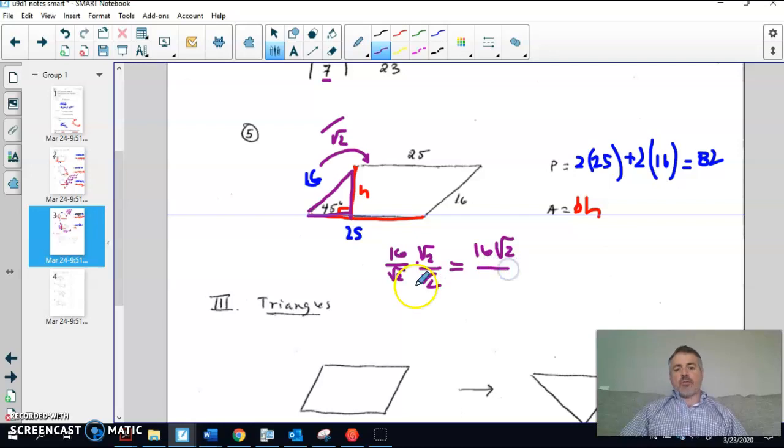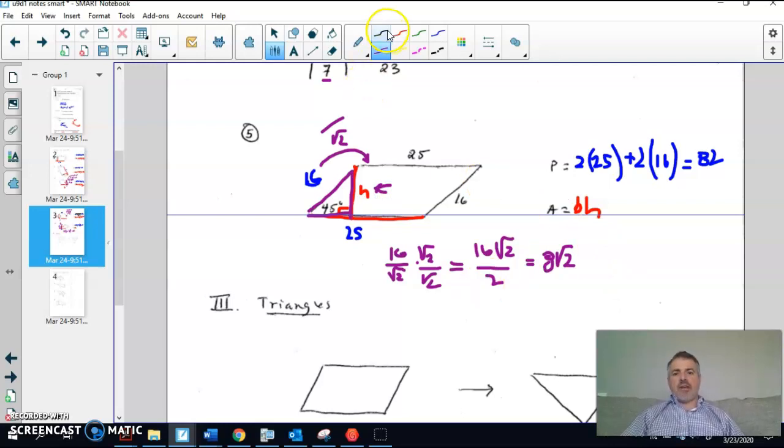Then in the denominator, root 2 times root 2 is the square root of 4, and the square root of 4 is just 2. So those radicals kind of cancel each other out. Then I can divide the 2 into the 16, that'll be 8 root 2. That ends up being my height. So I would probably just multiply that in my calculator. So that is my height right here at 8 root 2.